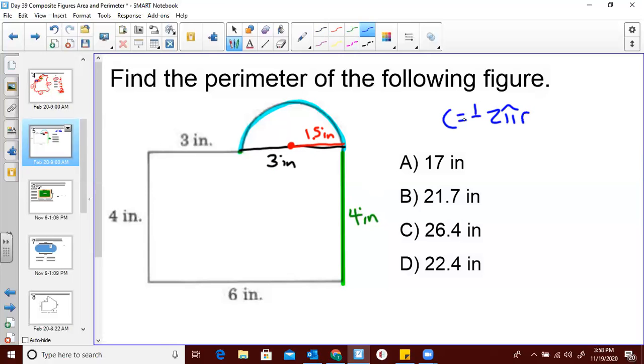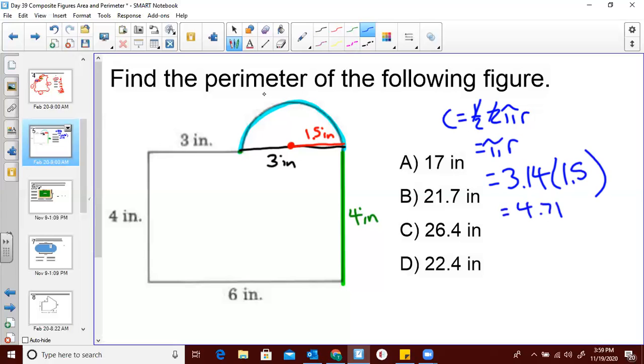So you have to remember to add this half in. Well, you see that a half and 2 are just going to equal 1, so you're left with pi r. We know that pi is 3.14, and we know that our r is 1.5. When you multiply all of those together, 3.14 times 1.5, you'll get 4.71. So this side is 4.71.